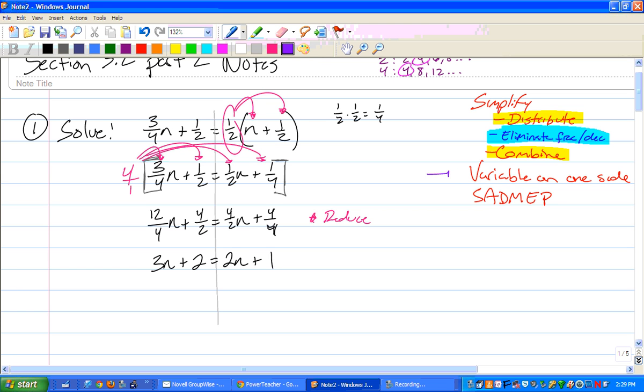Now that we've done that, we can get our variable onto one side. Subtract 2n. We get n plus 2 equals 1. Subtract the 2, and n equals -1. So we always check to see if we can simplify first. That's where we distribute. Then we eliminated our fractions by multiplying by the lowest common denominator and then reducing. And from there we get our variable to one side and then follow SADMAP.